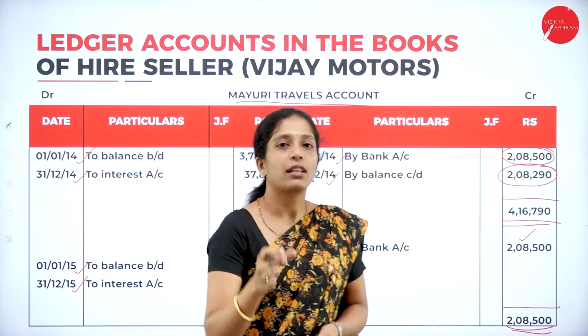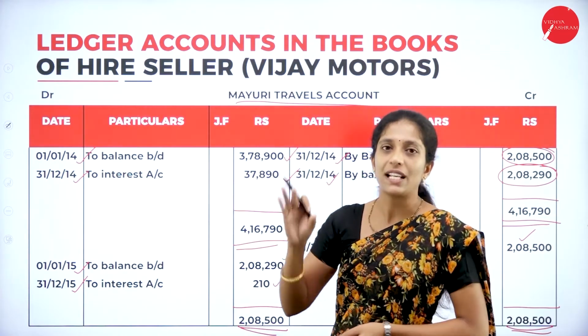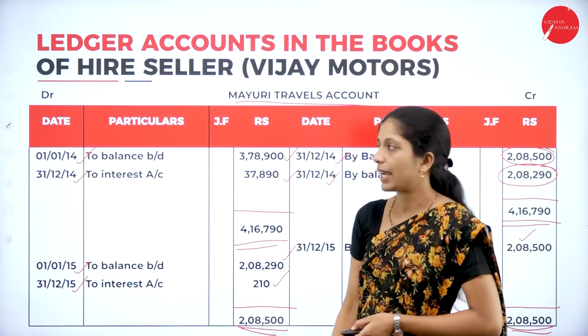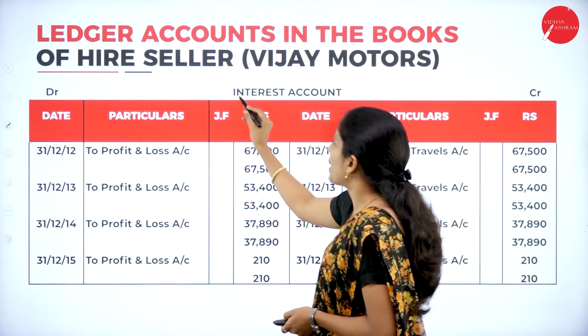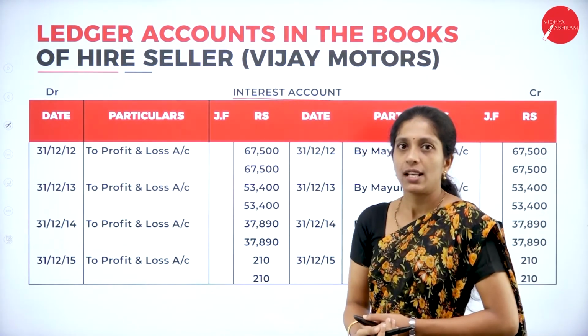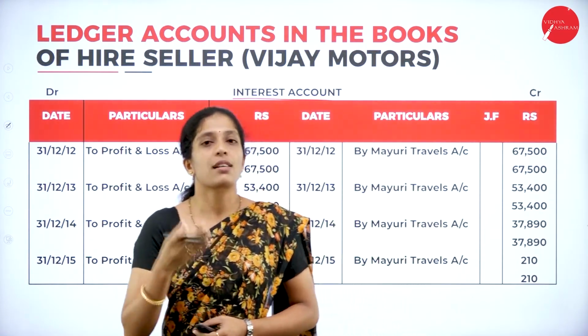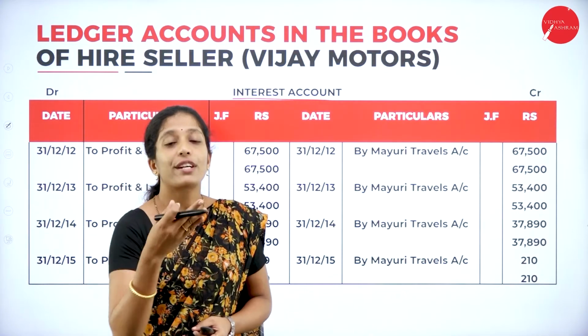Now we are done with making payment. That is, after the down payment, the amount payable has been divided into 4 installments and we have recorded it in the ledger account. And the next account to be prepared is the interest account. I have told you here we are not going to prepare a depreciation account because the hire seller has already sold the asset.